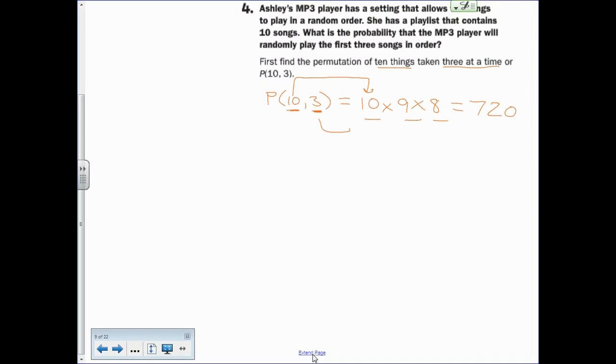Now, if there are 720 different unique permutations where those 10 songs are placed in a different order, how many of those would be song number 1 coming first, song number 2 coming second, and song number 3 coming third? How many of those would be that way? Well, it would just be 1. It would just be 1 out of the 720. So the probability of the first 3 in order equals 1 over 720.